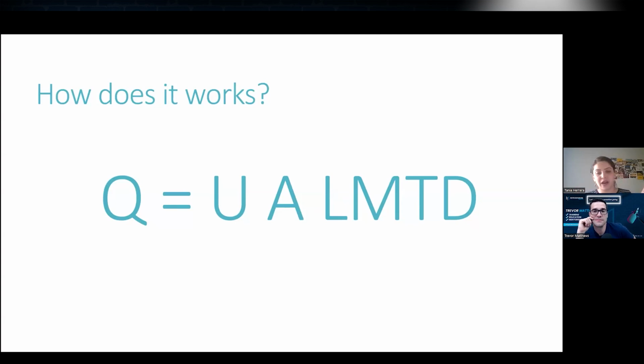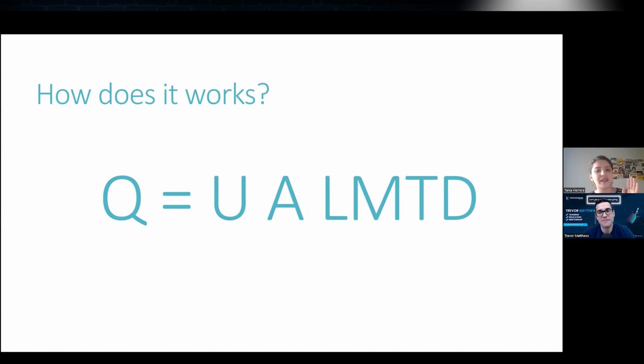So now we have my favorite equation in the world, because this equation describes the performance of a heat exchanger. Every heat exchanger follows this equation. Its capacity equals the overall heat transfer coefficient multiplied by the heat transfer area, multiplied by the LMTD, which is the mean temperature difference between the fluids. On the following slides, I will talk about them in more detail.